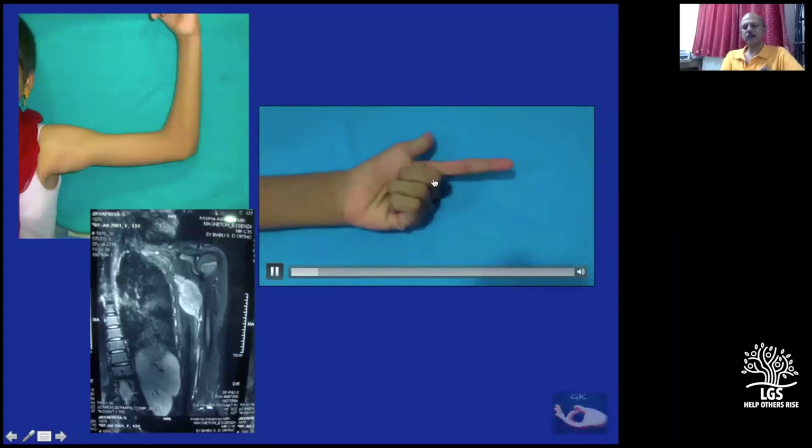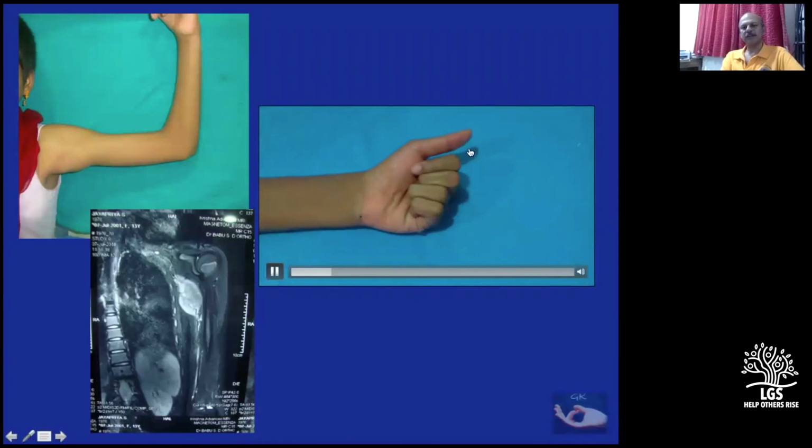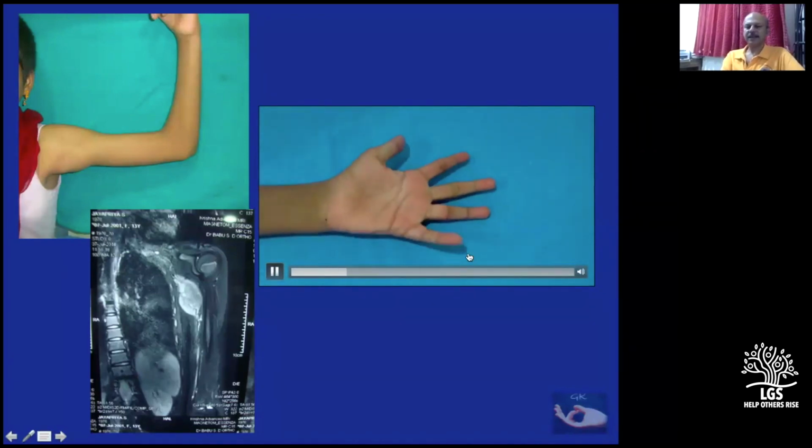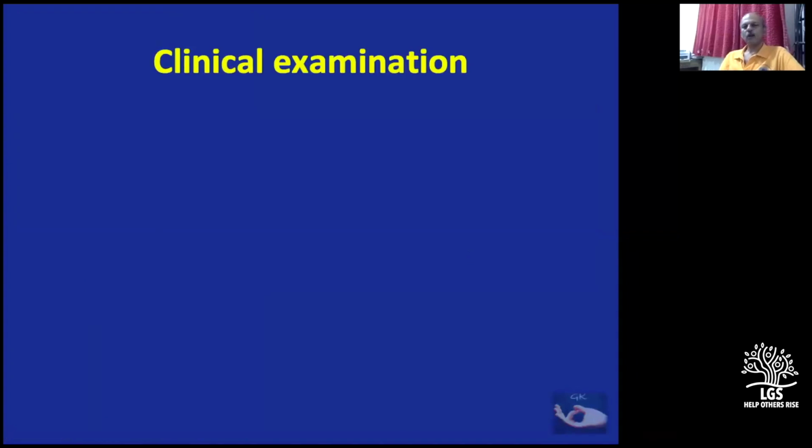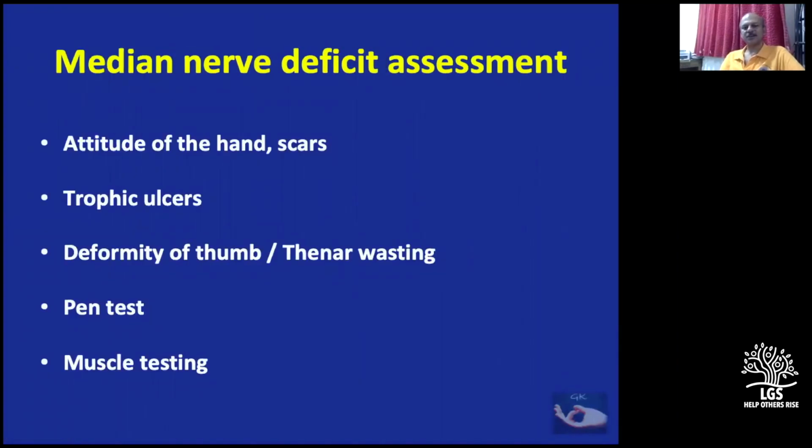Now look at that. They usually use the other fingers to flex the index finger. You can make out that the flexor pollicis longus is not active because this is the case of a high median nerve palsy. Now we'll go into the clinical examination.